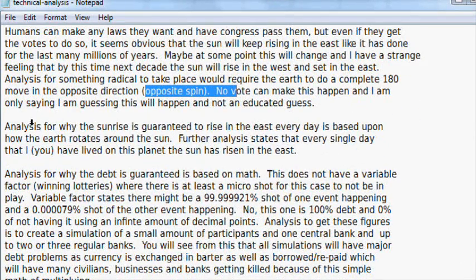Analysis for why the sun is guaranteed to rise in the east every day is based upon how the Earth rotates around the sun. Further analysis states that every single day that I, you, and everyone else have lived on this planet, the sun has risen in the east. So when you have a trend that strong, you keep it going.